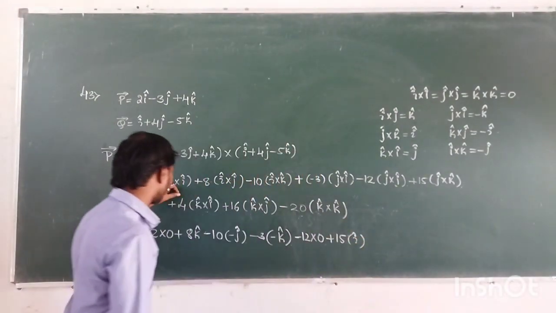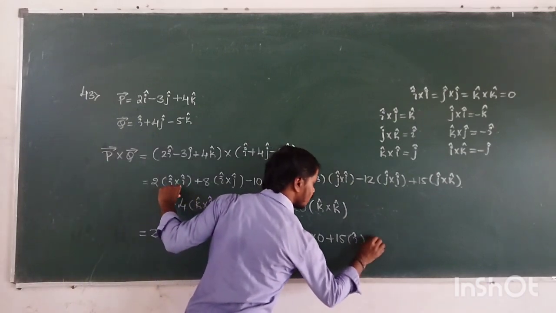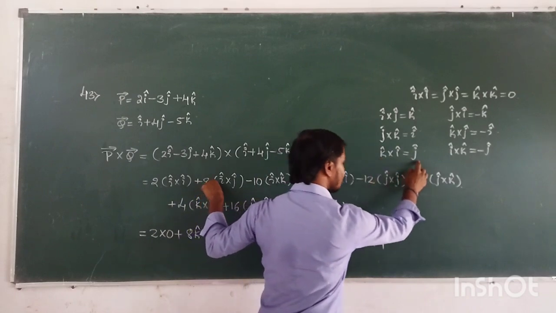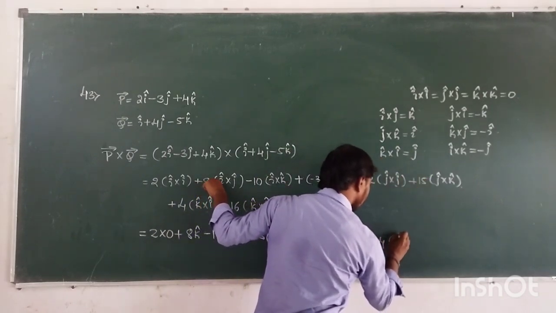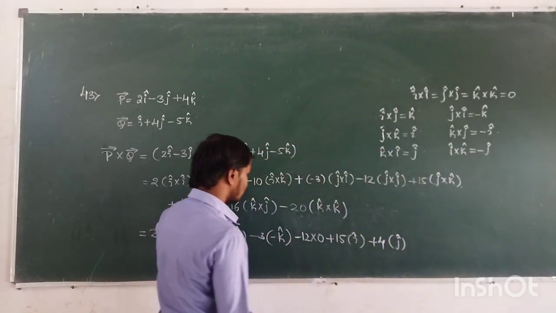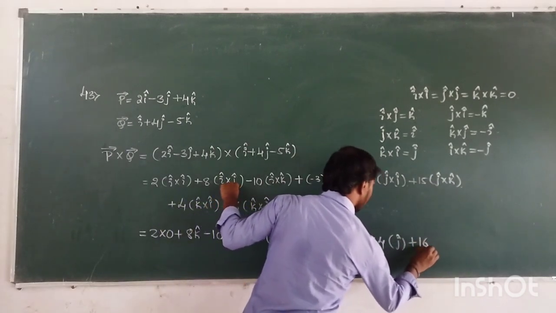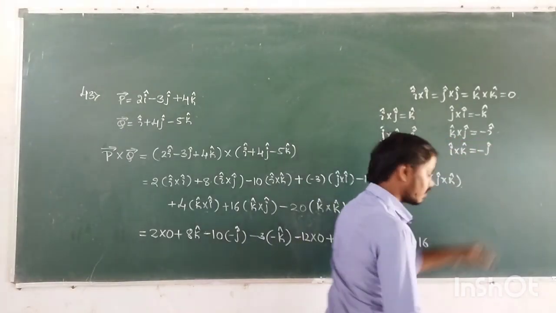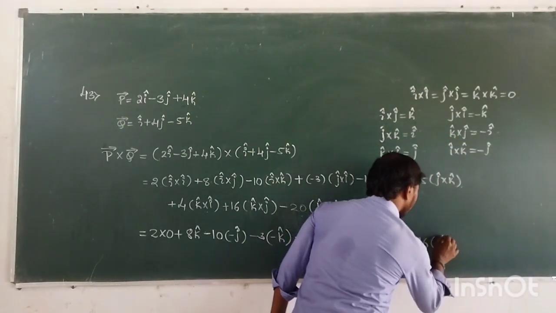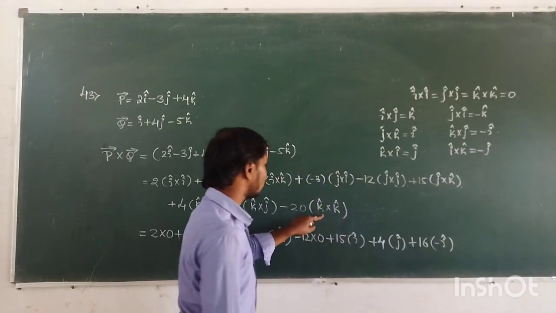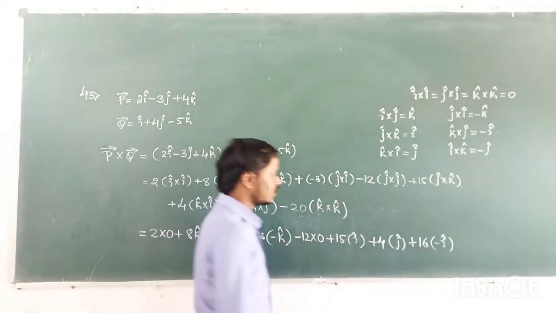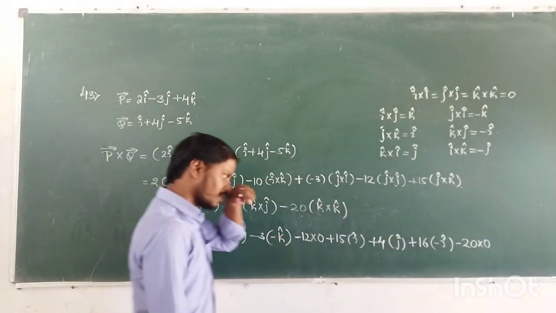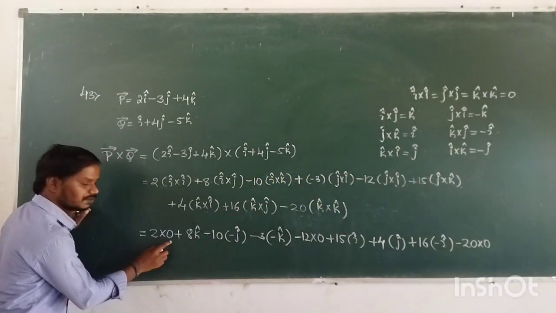Next, plus 4 into k cross i. What about k cross i? That is plus j. Next, plus 16 k cross j. What about k cross j? k cross j is minus i. Minus i cap. Next, k cross k is 0. Minus 20 into 0. On solving this one, this is 0.